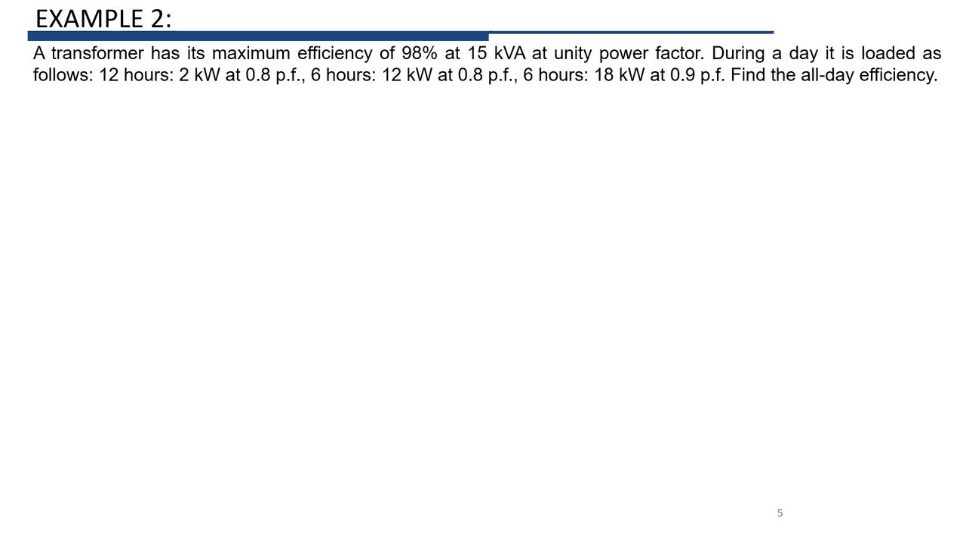Let us solve the next example. A transformer has its maximum efficiency of 98% at 15 kVA at unity power factor. So it is given that the maximum efficiency of the transformer is 0.98 or 98%, the load kVA at maximum efficiency is equal to 15, and the power factor when efficiency is maximum is unity. That means power factor is equal to 1.